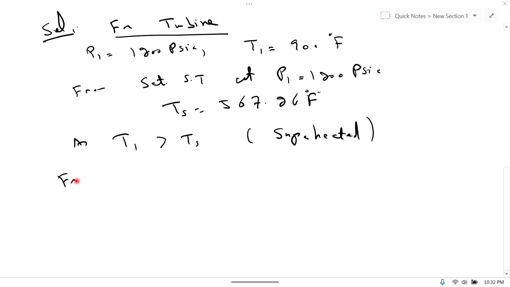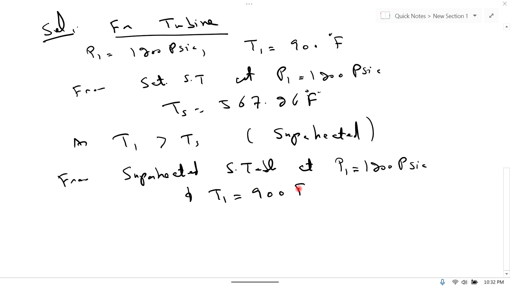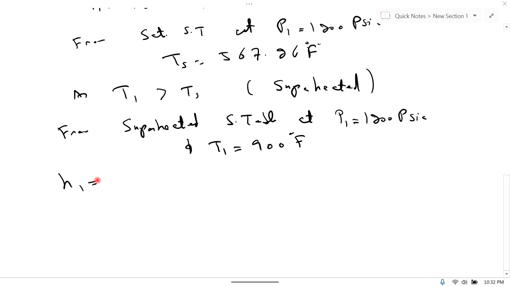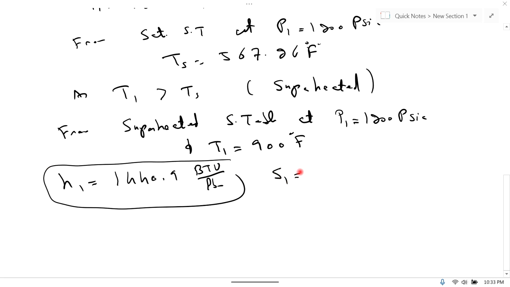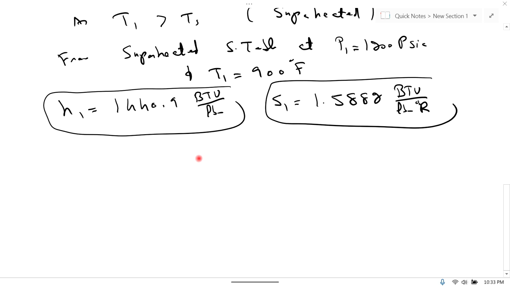So from the superheated steam table, at pressure P1 equal to 1200 psi and T1 equal to 900 degree Fahrenheit, enthalpy H1 is equal to 1440.9 BTU per pound mass, and entropy at the entrance of the turbine is equal to 1.5882 BTU per pound mass per degree R. This is S1.